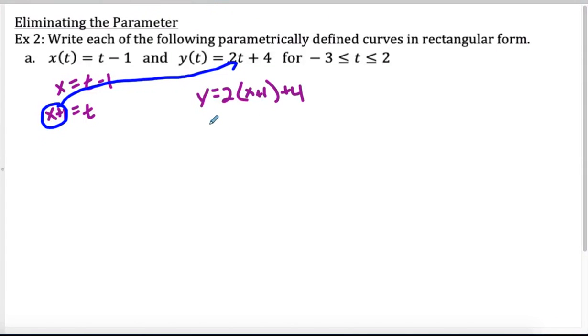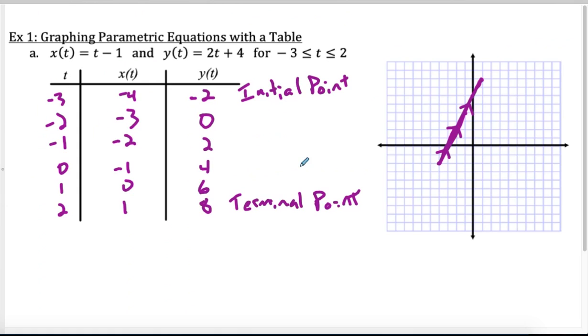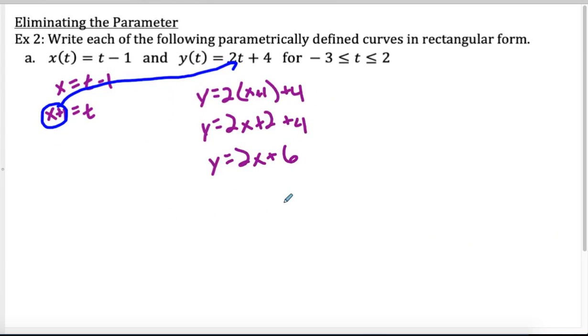plus 4. And then we can just simplify. Distribute the 2, 2x plus 2 plus 4. And then this would just be y equals 2x plus 6. Okay, so this is the equation that we looked at in the first example, right? If we look at this, this line did have a slope of 2 and a y-intercept of 6. So this is that equation in rectangular form.